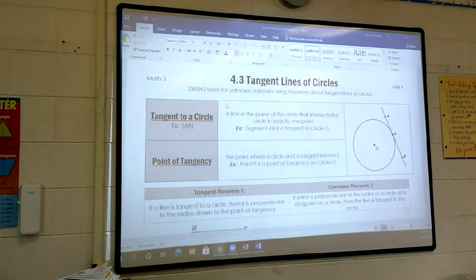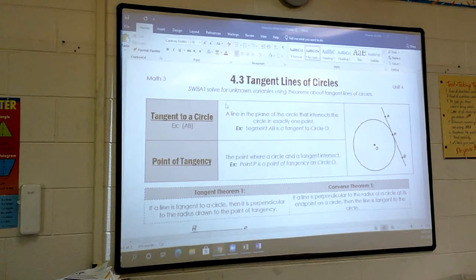So let's read what a tangent line is. Tangent to a circle means a line in the plane of the circle, so that just means it's going near the circle, that intersects the circle in exactly one point. So it intersects the circle, meaning it touches the circle at exactly one point, right there. The way we say that is we could say segment AB, so from A to B, is tangent to circle O. That's a way of explaining that.